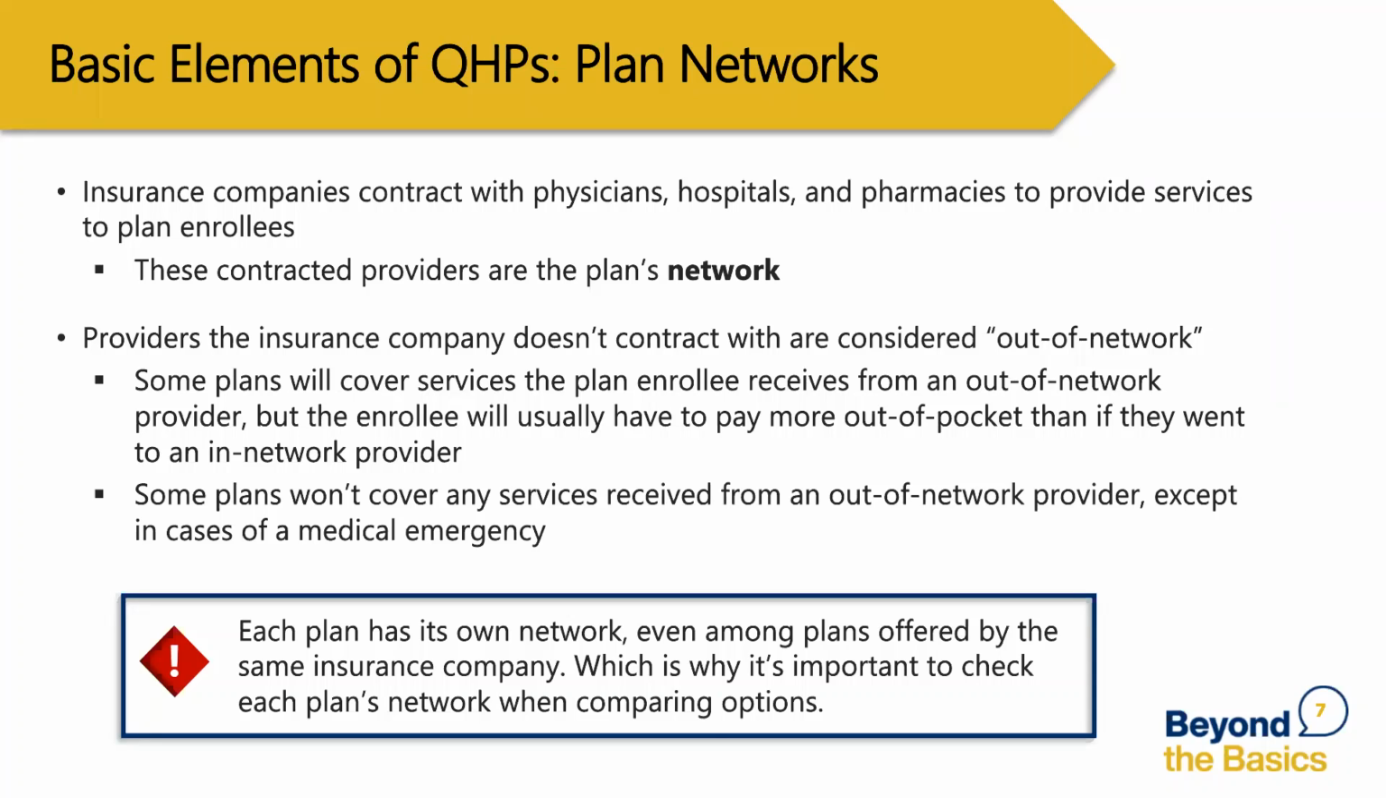Providers the insurance company doesn't have a contract with are considered out of network. And some insurance plans will cover services if they're provided by an out-of-network provider. But usually if they're covered, the enrollee will still have to pay more out of pocket than if they were going to an in-network provider. And in some cases, a plan won't cover any services that are received from an out-of-network provider, except that they're required to in cases of a medical emergency.